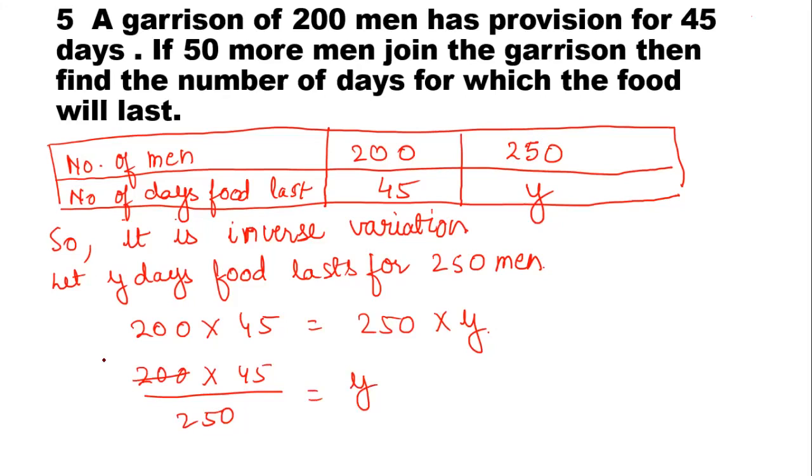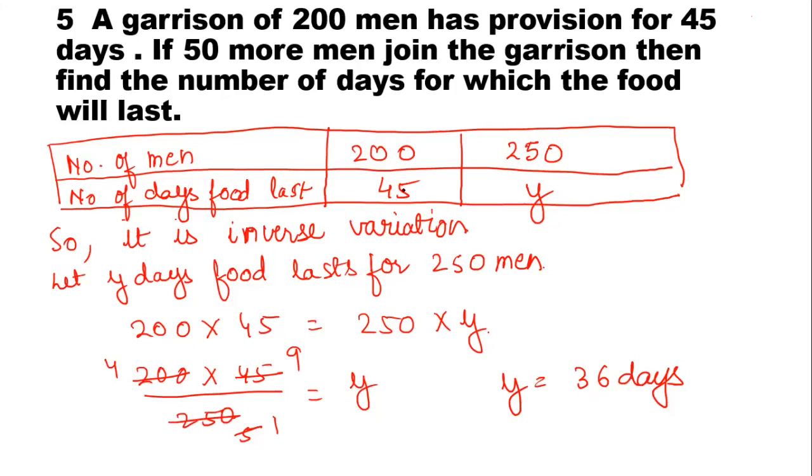Divide by the table of 50: here 4 comes, here 5 comes. Divide by the table of 5: here 9 comes, here 1 comes. y is equal to 9 into 4, 36 days the food will last.